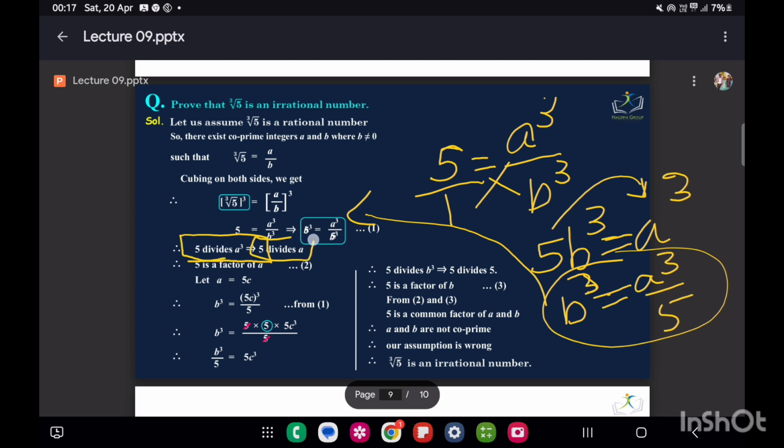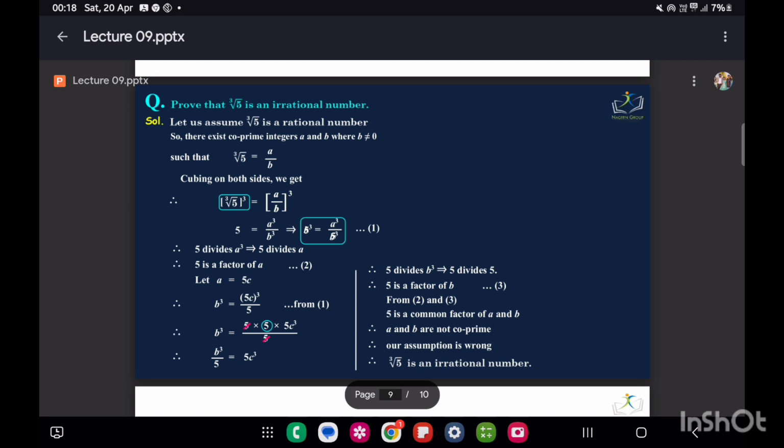Then 5 divides a also. According to the theorem, 5 divides a cube implies that 5 divides a. Then 5 is a factor of a. So a has 5 as a factor. Let a equals 5c. Now we can say that a equals 5c.